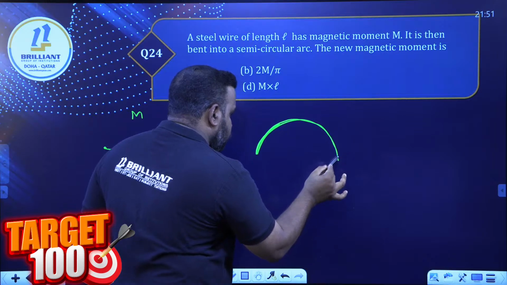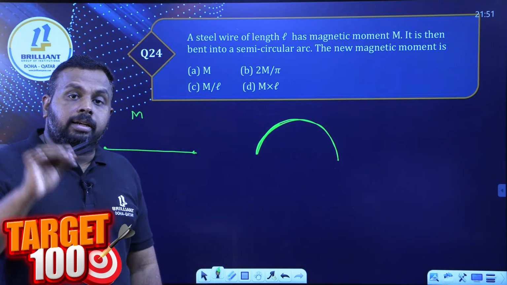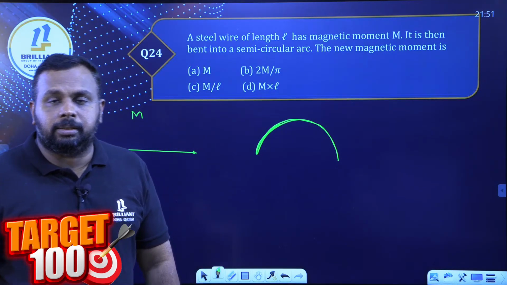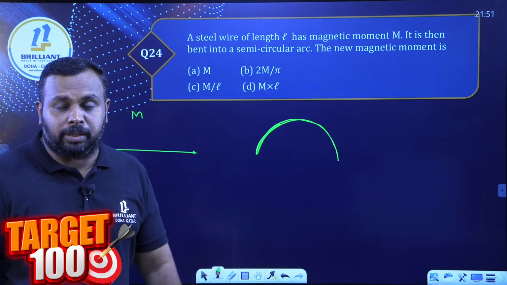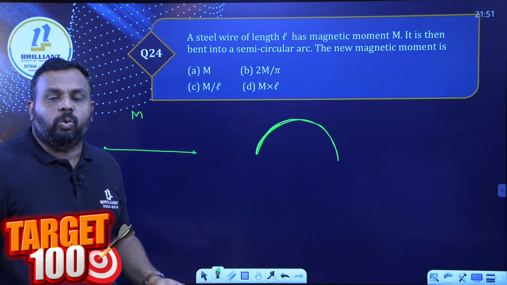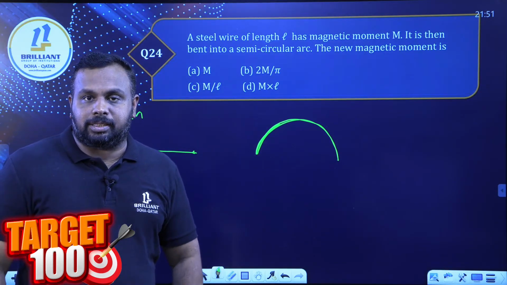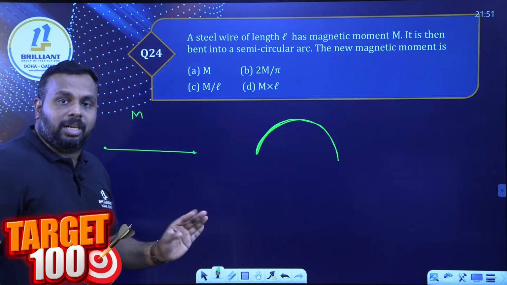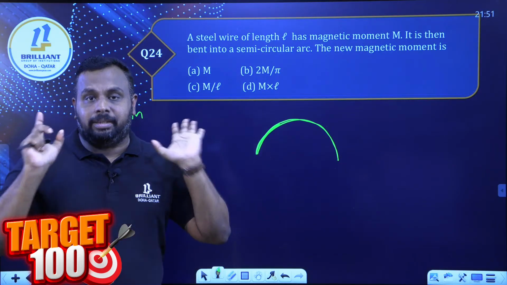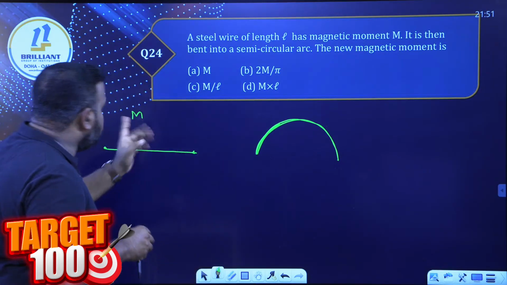Why I am saying it is confusing is that a current carrying loop can behave like a magnetic dipole. It will have a magnetic moment. Here it is not a current carrying wire. It is just a wire. Steel can be magnetized. So this is a magnet only. You have to consider it as a magnetic wire. Right? Its moment is M.